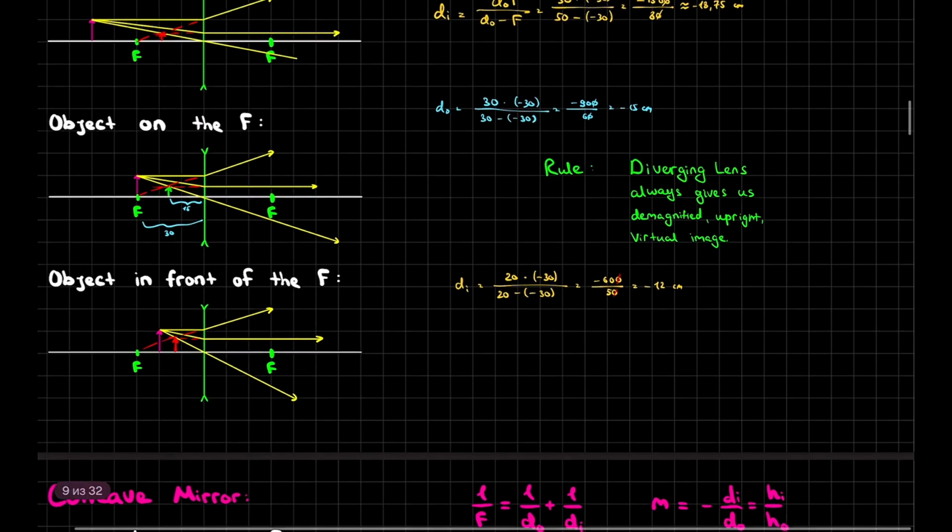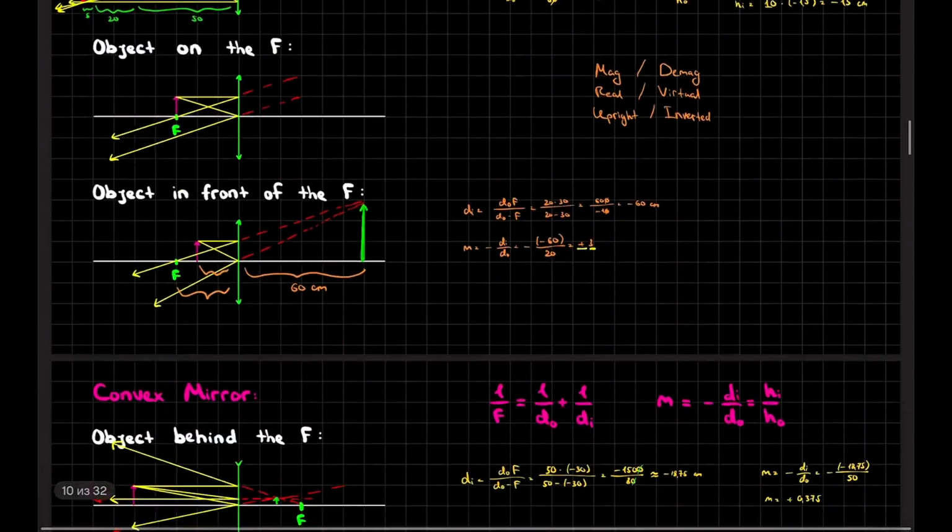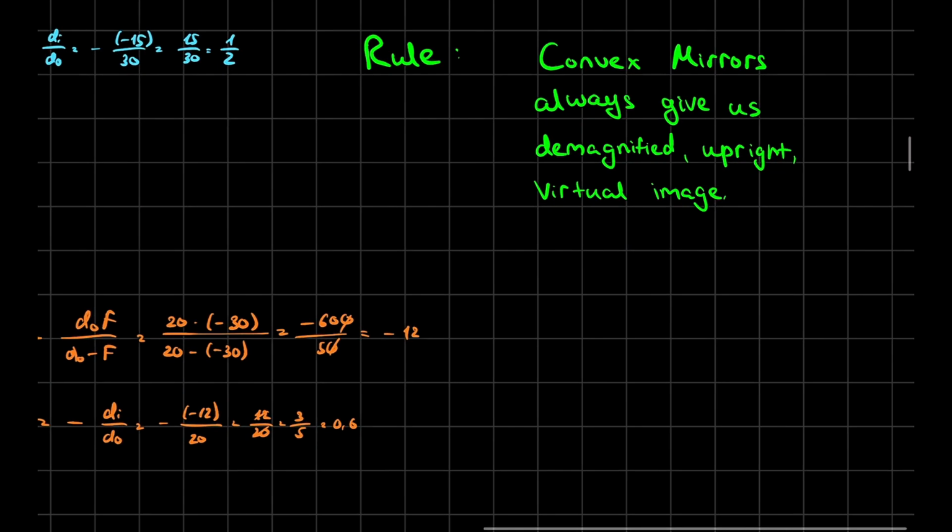It depends, but for diverging lenses and convex mirrors, we apply this rule, and it would be something very handy, because before drawing the lines, you would already know that the image has to be a demagnified, upright, and virtual image. And if you didn't have one of those things, then you definitely know that maybe you made some mistake.